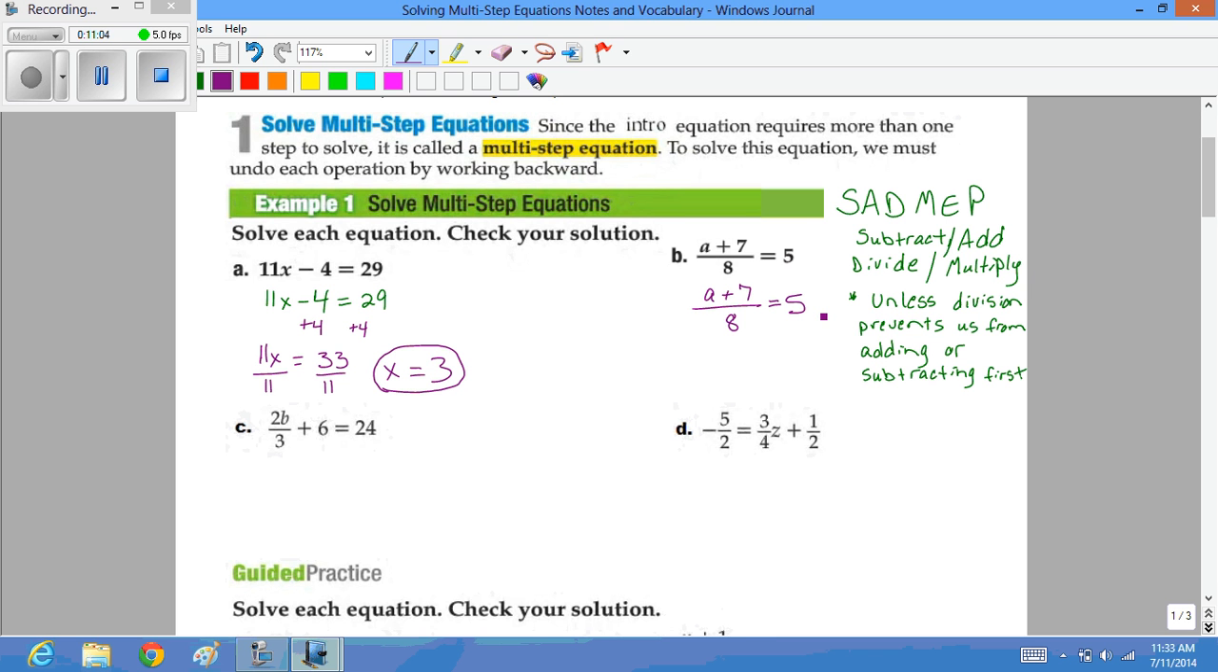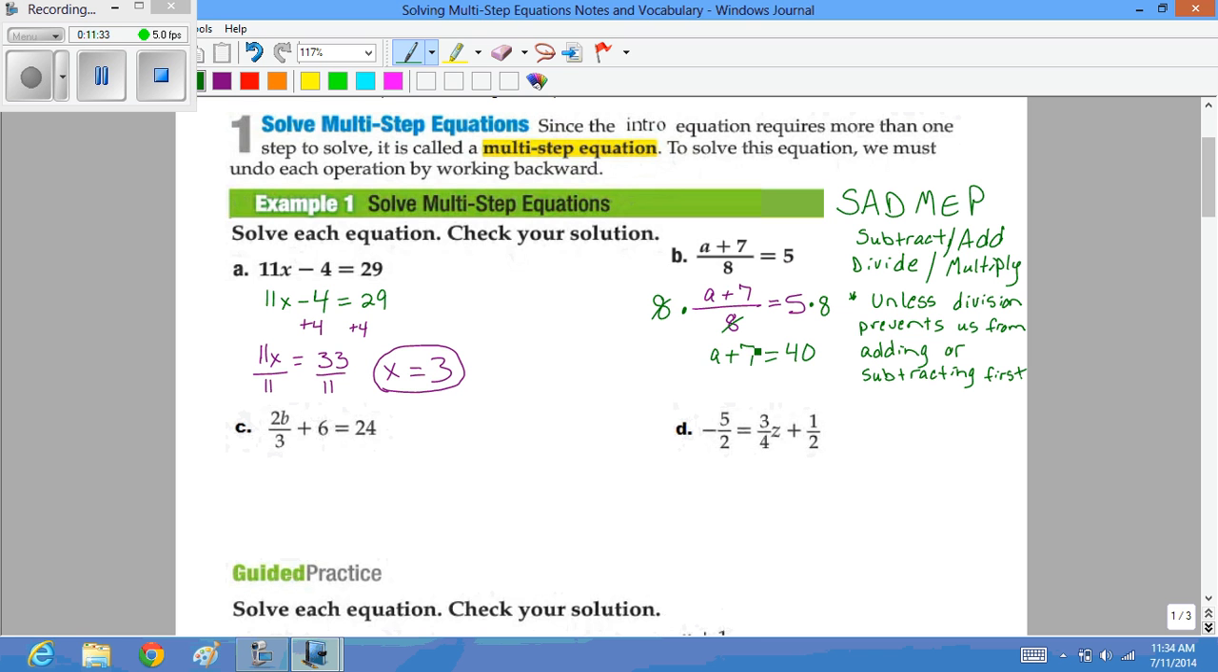So the reason why I say that in my brain, because I'm dividing that whole thing by 8. What's the opposite of division? Multiplication. So I'm going to multiply both sides by an 8. And again, the reason why I did that, this kind of visualize that this is the numerator and the denominator. So those 8's cancel out, and I'm left with an a plus 7, and that equals 5 times 8, which is 40.